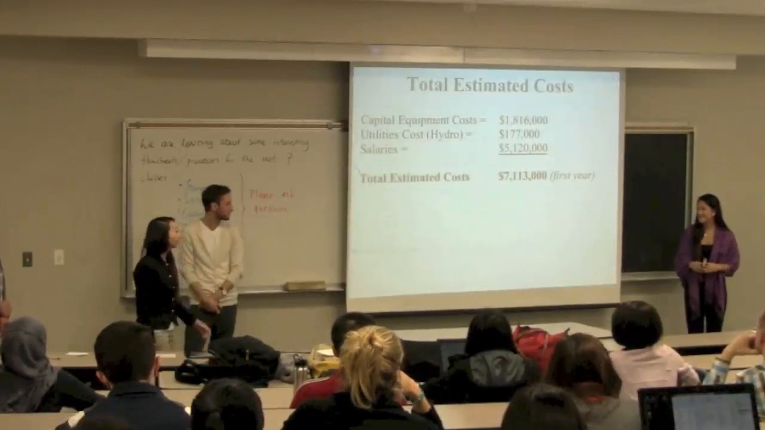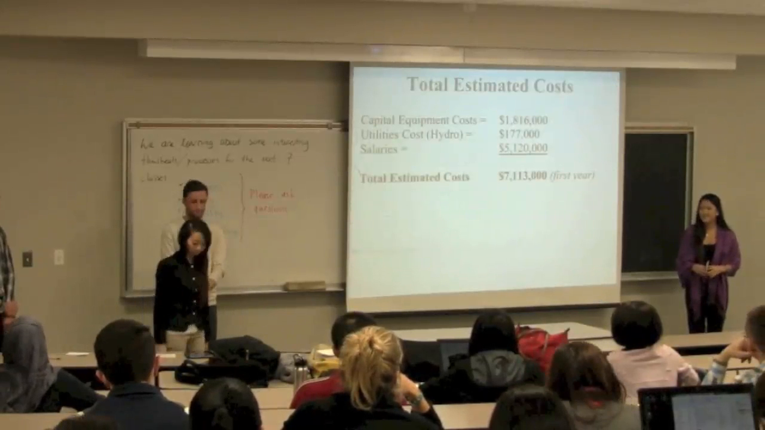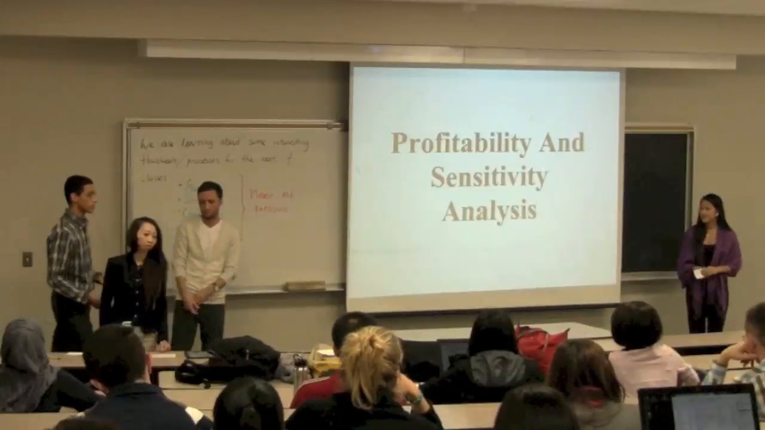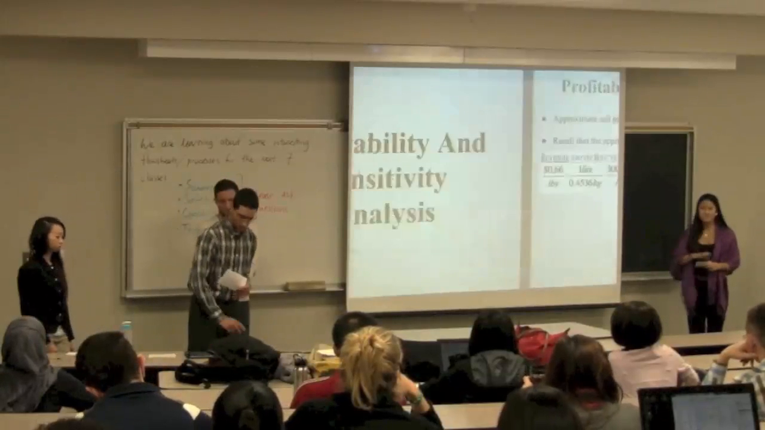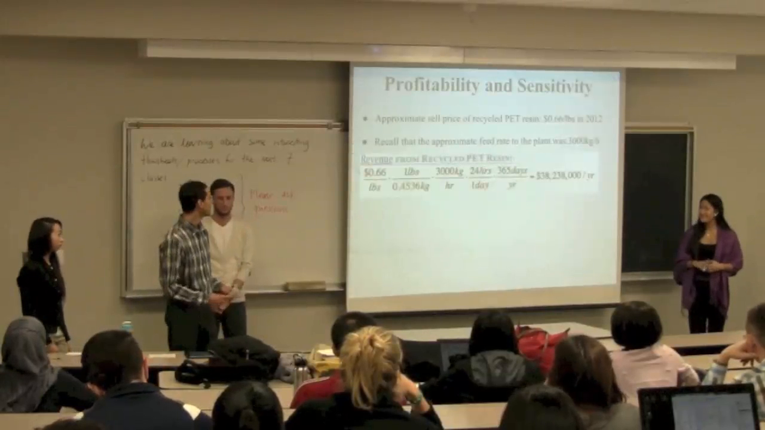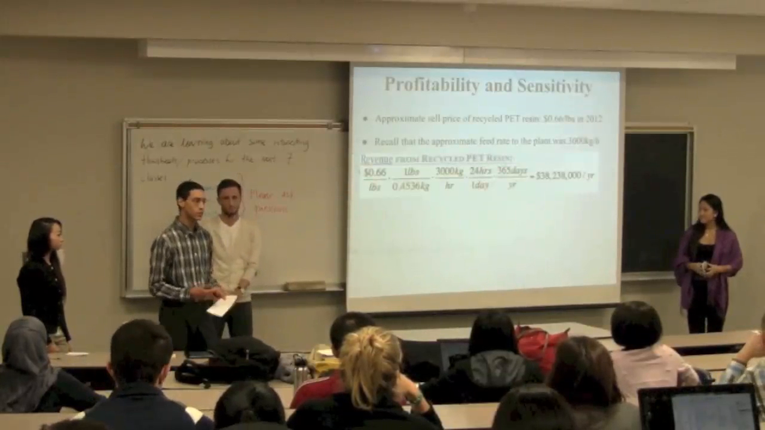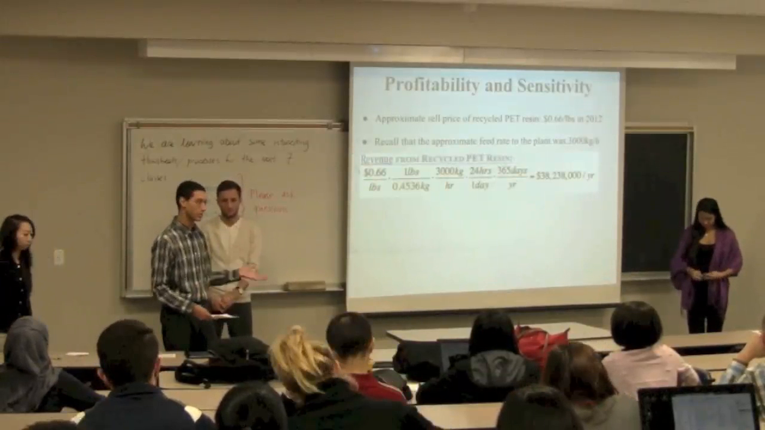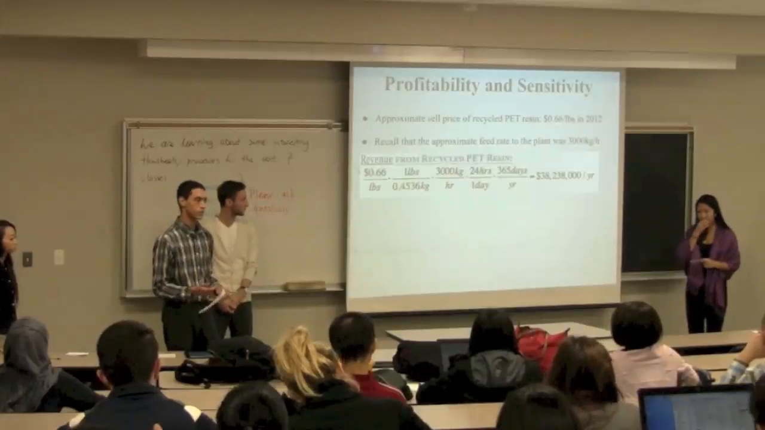Adding all these estimated costs together, we have approximately $7 million per person. All right, so I'll be talking about our profitability and our sensitivity in this process. This is really the more interesting part of ours, if you didn't like cost estimating. We found an approximate sell price for our PET recycled pellets to be about 66 cents a pound. This is in 2012 dollars, so you don't have to do any inflation on it. And so we get a revenue of about $38 million per year.